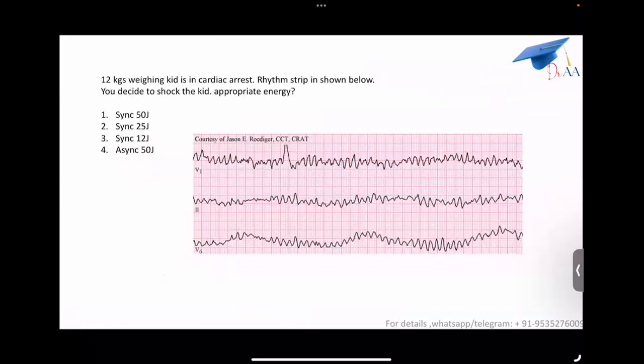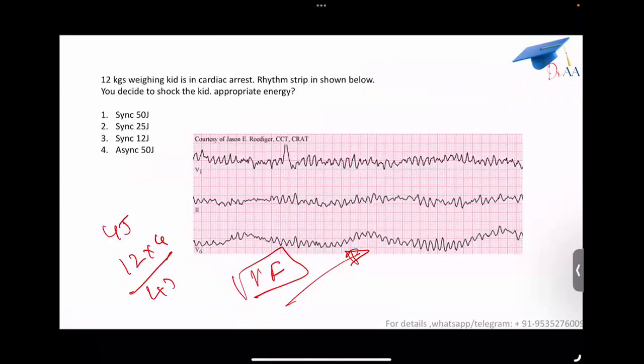We have a 12 kg child in cardiac arrest. A rhythm strip is shown. What is the dose of shock they are asking? Synchronized 50 joules, or 4 joules per kilogram asynchronized, so it is 48 joules. There is no such option as synchronized 50 joules.